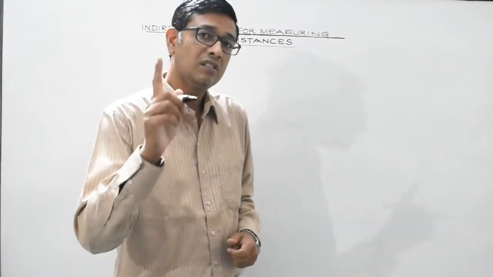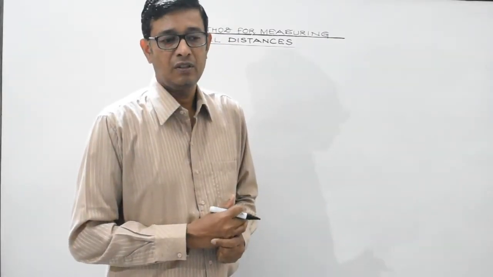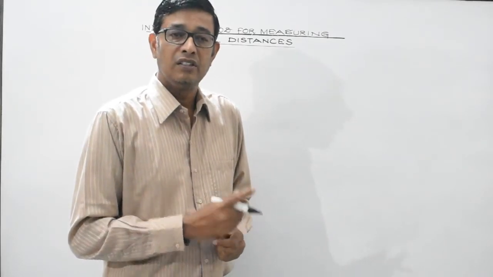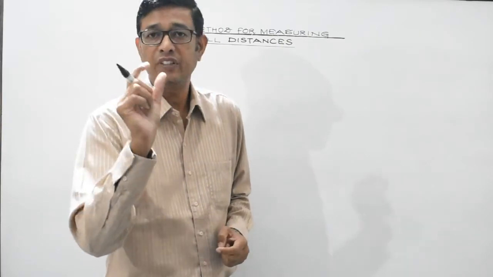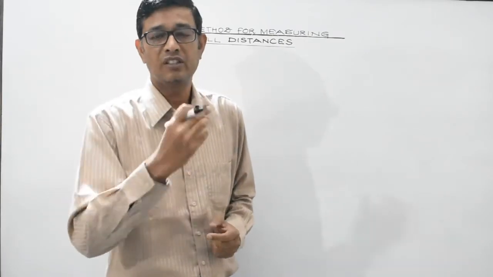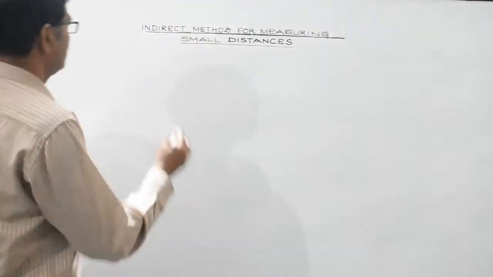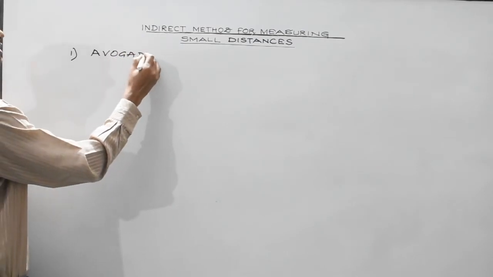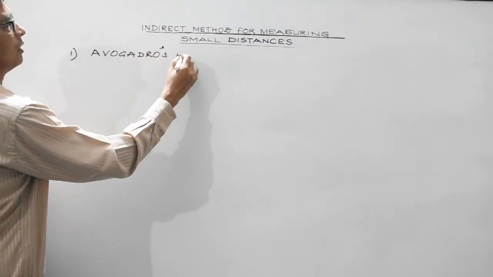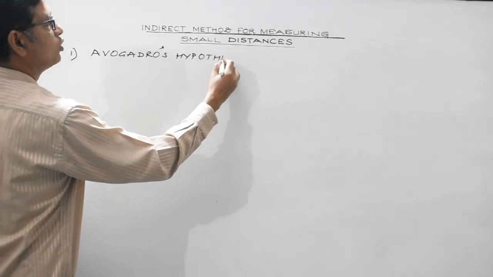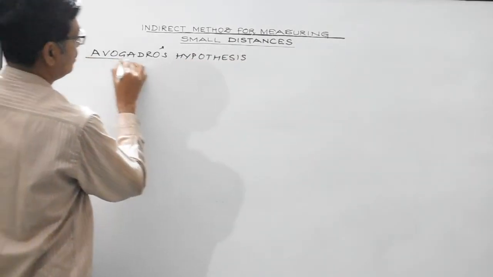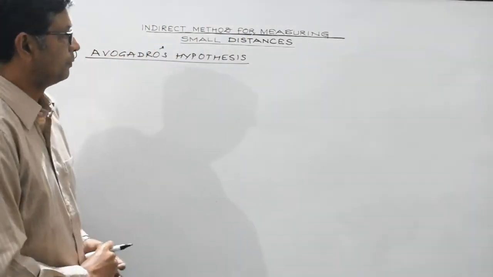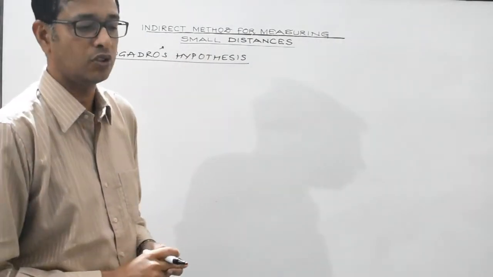We will start with Avogadro's hypothesis. By using Avogadro's hypothesis, we can easily determine the size, or rather the radius, of an atom. We can estimate the order of its magnitude, right? So this hypothesis will be used by us to determine the radius of an atom. So first let's discuss Avogadro's hypothesis.